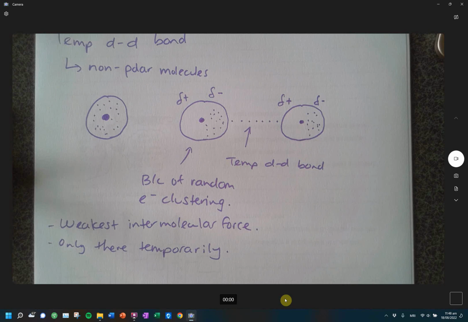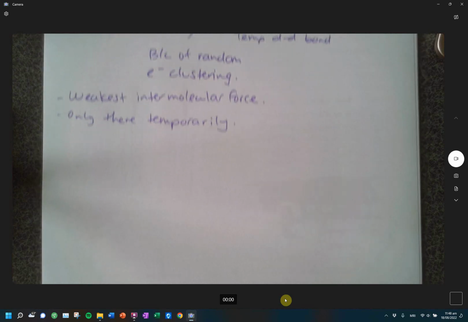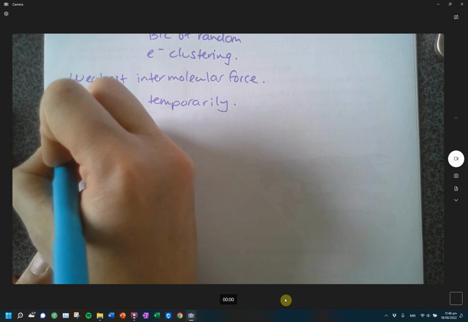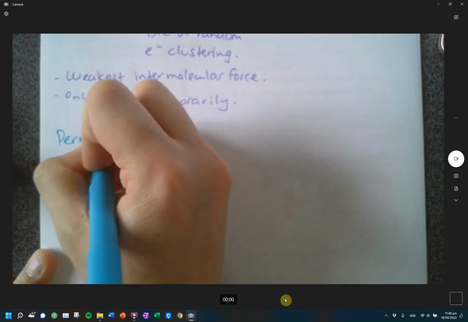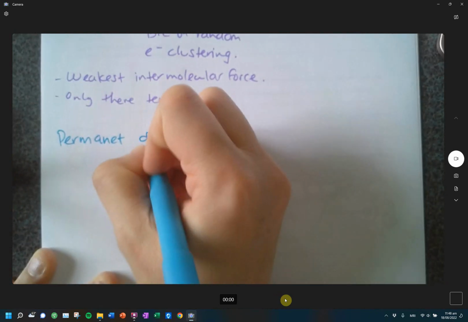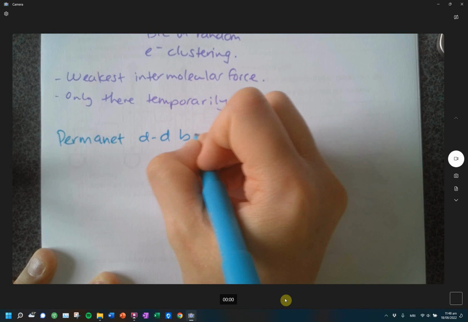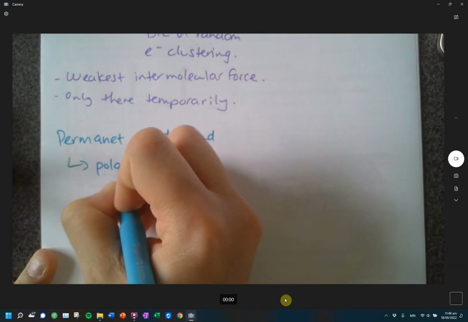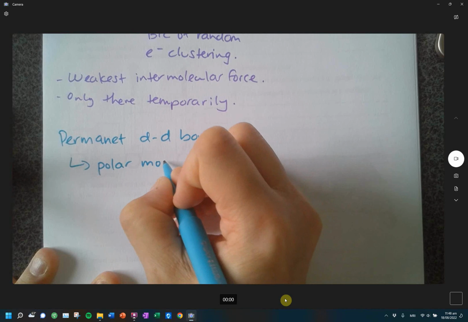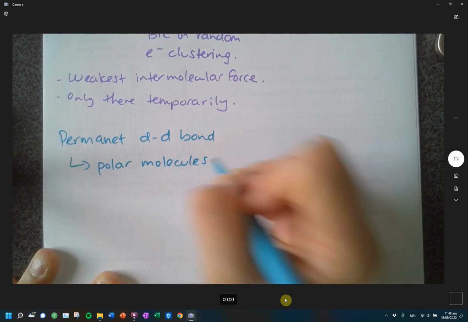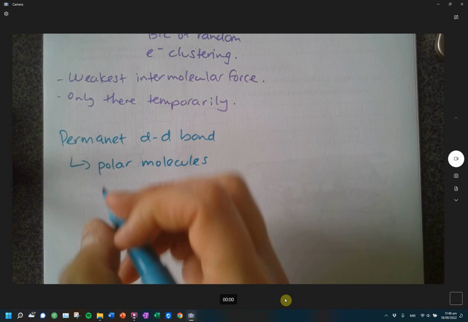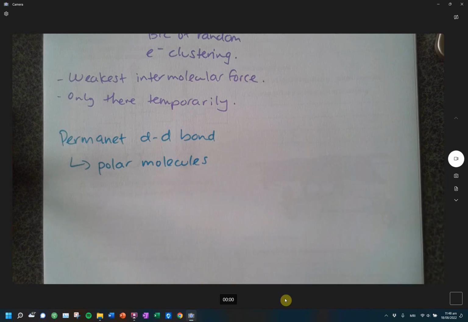The next one we think about then is our permanent dipole-dipole. In this case, we see this in polar molecules, which makes sense because they are always going to form, they're always going to be in a dipole state. And so that one has a natural uneven distribution of charge.